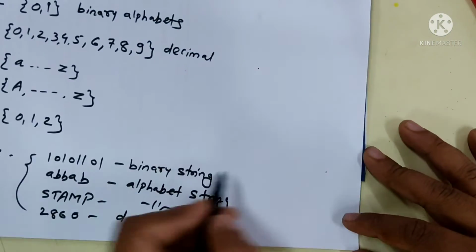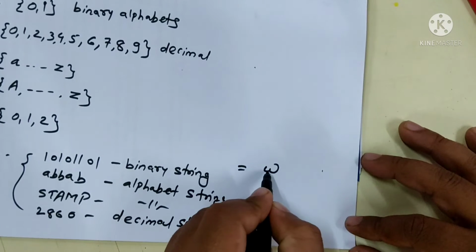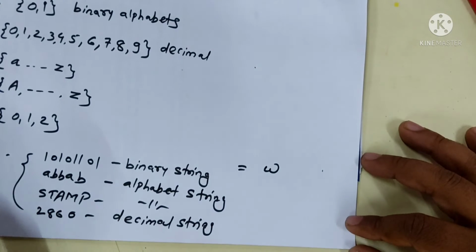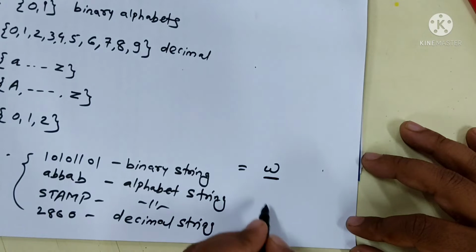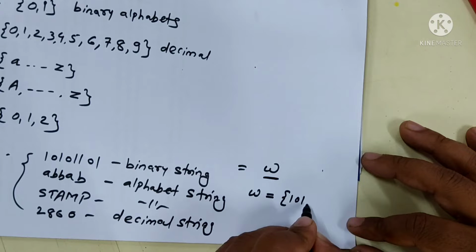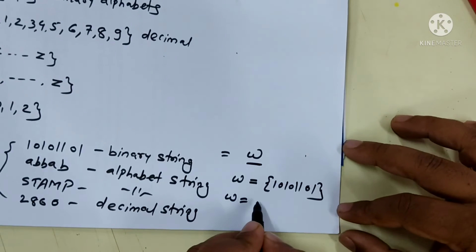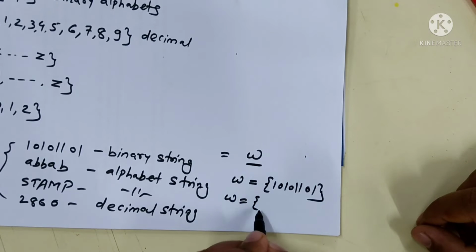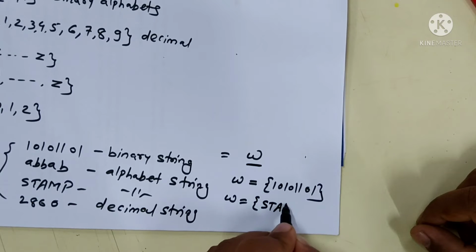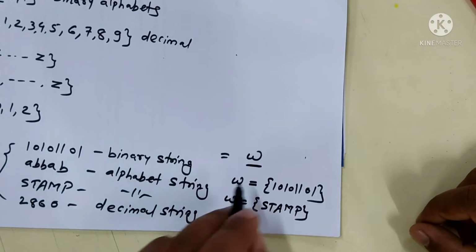Then the string is generated as w. So by using alphabets, we create a string, and that string is denoted as w. So we represent w as 10101101, which is a string, or we define w as, suppose, stamp. This is a string. So we define the string.